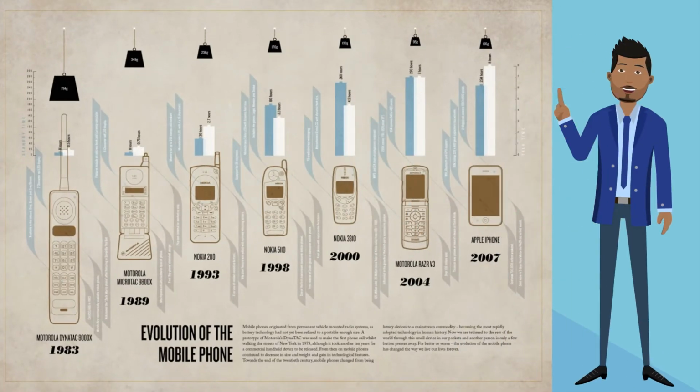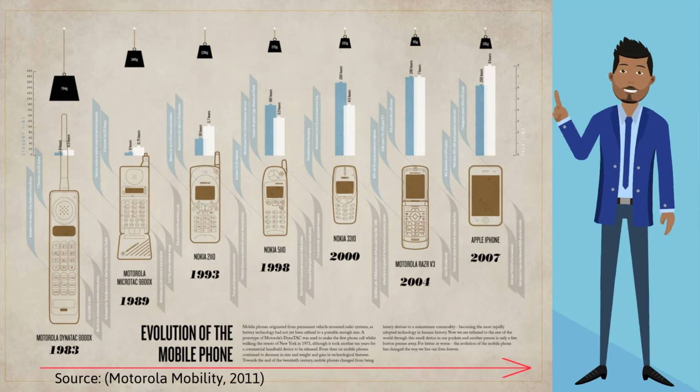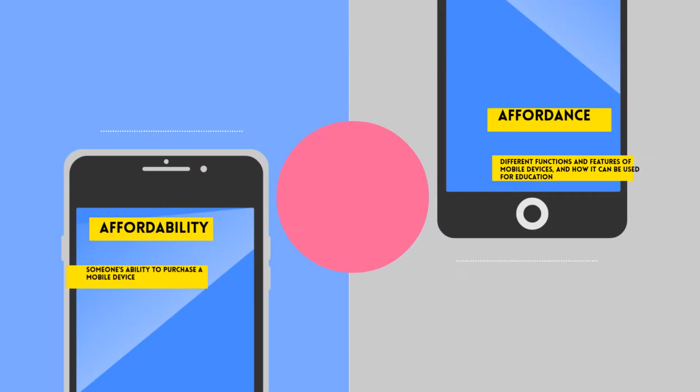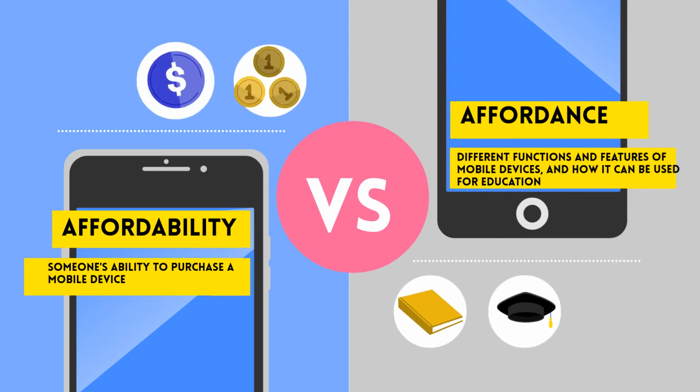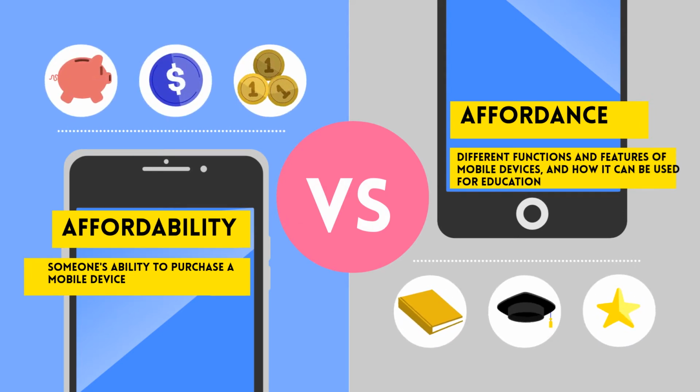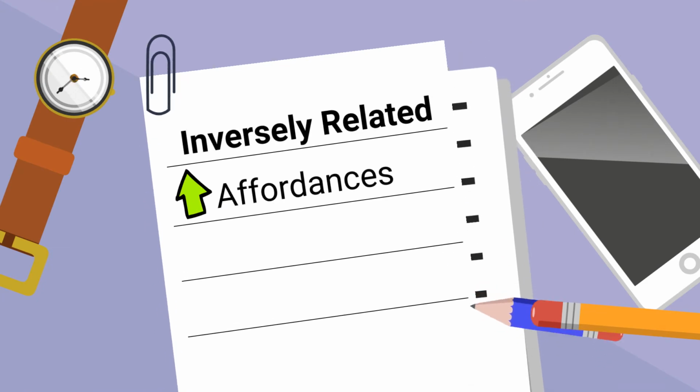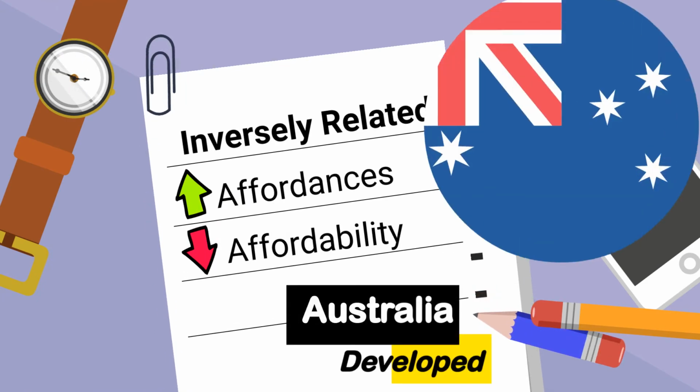With this spiking growth in mobile technology, it is evident that our mobile devices will also experience a shift in their affordances and affordability. In this setting of mobile technology, affordability relates to someone's financial ability to purchase a mobile device, and affordances relate to the different functions and features of mobile devices and how it can be used for education. These two terms have an inverse relationship where devices with a higher affordance are typically low in affordability.